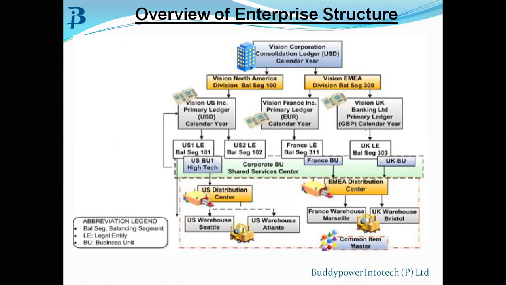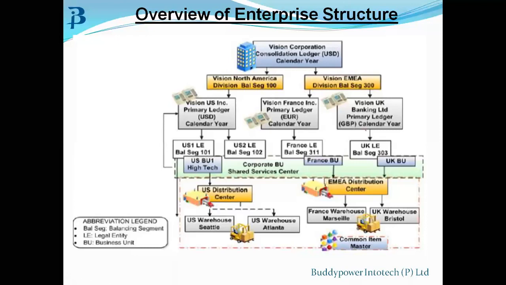Now Vision Corporation operates in multiple currencies such as the US, France, and UK. By law, they are required to report their financial earnings in different accounting conventions. Here you can see something called a balancing segment against the division. Now, what is a balancing segment? When you define an account, you must make one of the segments the balancing segment. I'll discuss the balancing segment in the upcoming slides, I'll just give you a brief idea as to what it is.